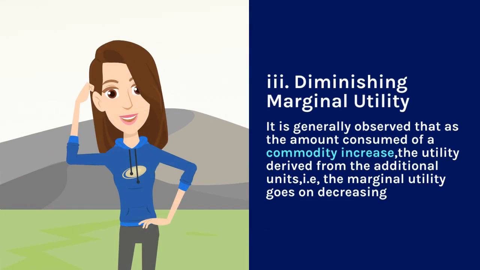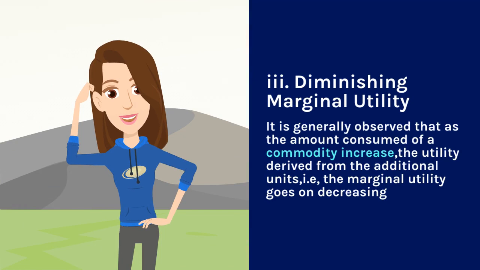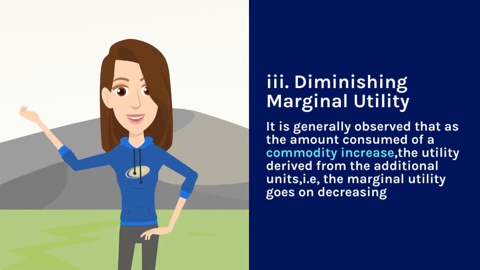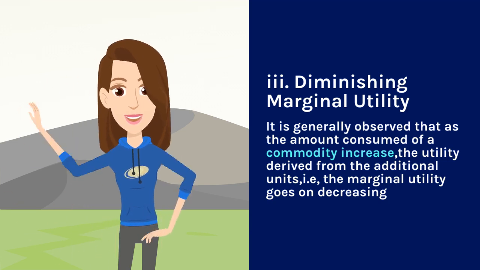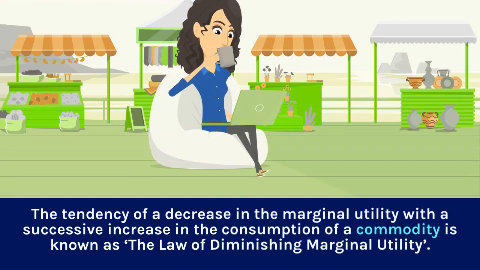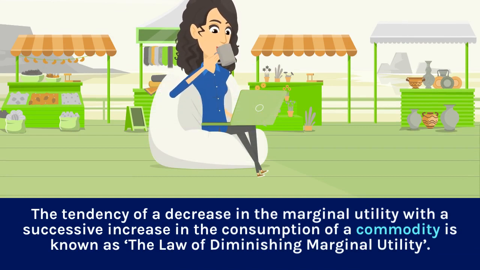3. Diminishing marginal utility. It is generally observed that as the amount consumed of a commodity increases, the utility derived from the additional units, i.e., the marginal utility, goes on decreasing. The tendency of a decrease in the marginal utility with a successive increase in the consumption of a commodity is known as the law of diminishing marginal utility.